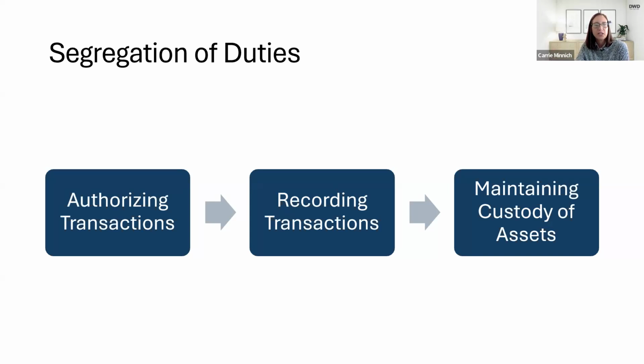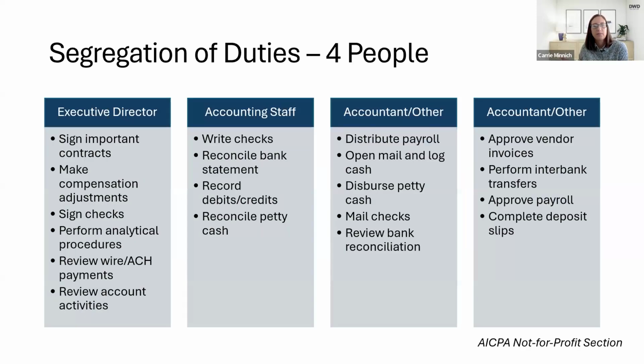When we talk about segregation of duties, there are 3 different areas that we want to make sure are separate: authorizing the transactions, recording the transactions, and maintaining custody of the assets. We want to make sure that one person can't do all 3 of those things. I have some examples here from the AICPA not-for-profit section. And again, these slides will be emailed out to everyone after the session today, so you'll have a copy of this.